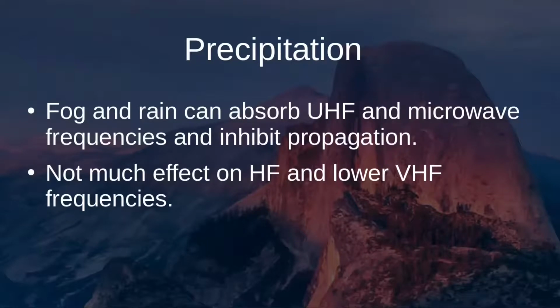Precipitation can also have an effect on radio waves. So fog and rain can absorb UHF and microwave frequencies and thus inhibit propagation. So if it's raining out or if it's a very foggy morning and you're trying to operate on UHF or microwave frequencies, those radio signals are probably going to get absorbed to a certain degree by the precipitation. This is not so much the case with lower frequency modes such as HF and lower VHF frequencies as well.